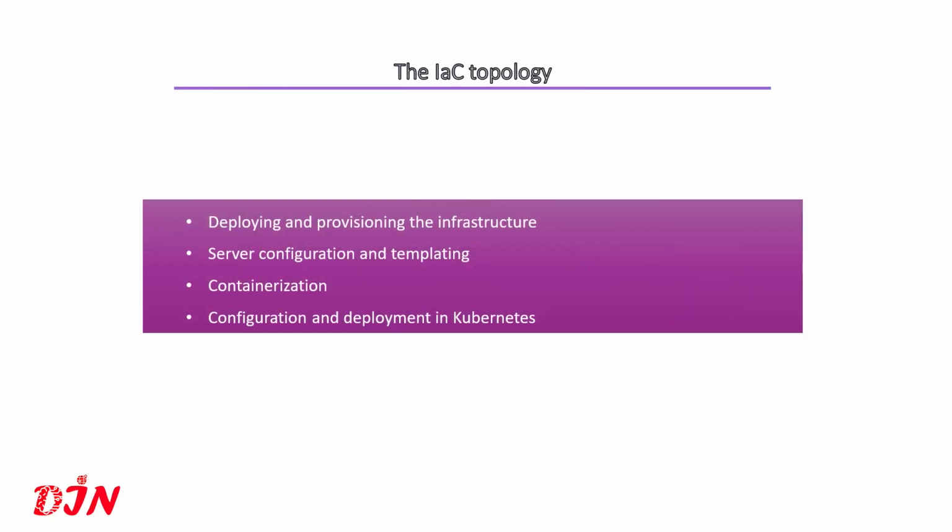Today's video is about the infrastructure as code topologies. Okay, let's go. In the cloud, infrastructure as code is divided into several topologies. Number 1, deploying and provisioning the infrastructure. Number 2, server configuration and templating. Number 3, containerization. Number 4, configuration and deployment in Kubernetes. Okay, let's deep dive into each topology.